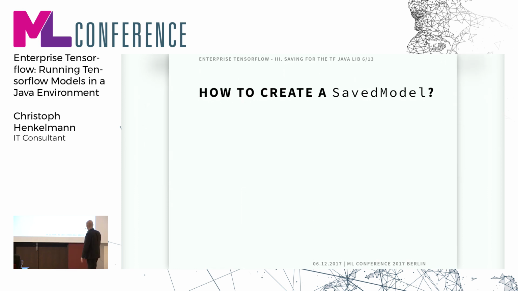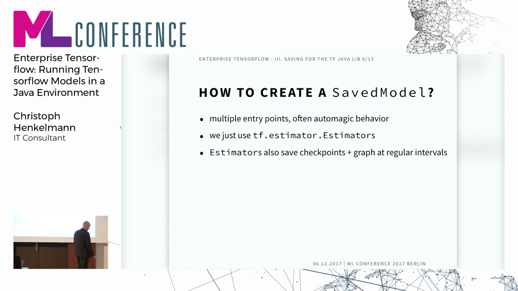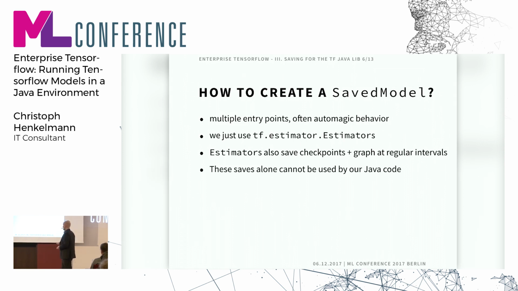So how to create a SavedModel? There are multiple entry points, there are different APIs depending on what you use, and sometimes automagic things happen. We just use the estimator that has a method to save. And the good thing about estimators is that while you're training, they will automatically save your state from time to time. So you can train a bit, and maybe you don't have enough CPU hours, or your machine runs hot, or you just want to shut down your gaming machine to play some game. You can just stop training, and everything will be automatically saved, and then you can just start again, and you don't have to worry about that. That actually works out of the box if you use estimators. This is actually what the saver does under the hood.